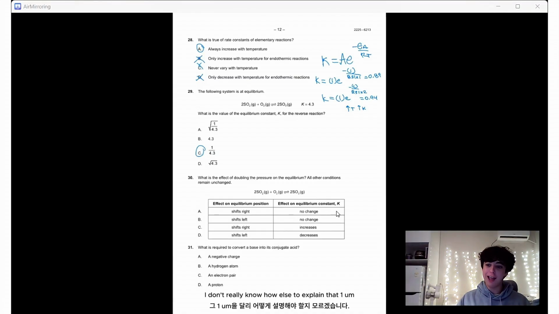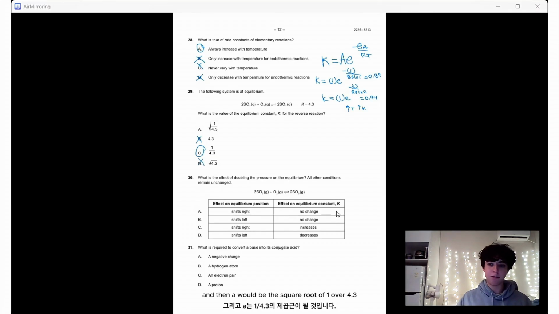I don't really know how else to explain that one. B is wrong because it's not the same. It's the reverse reaction. That would be weird. Square root would be if you were dividing by 2, like if it were still the forward reaction, but everything was divided by 2. So that wouldn't be right.